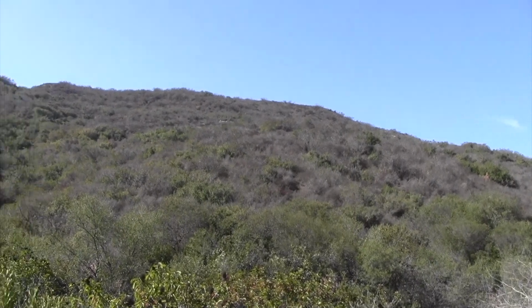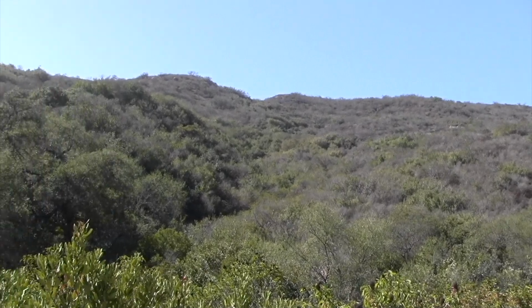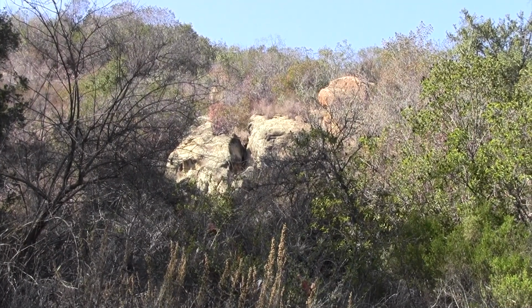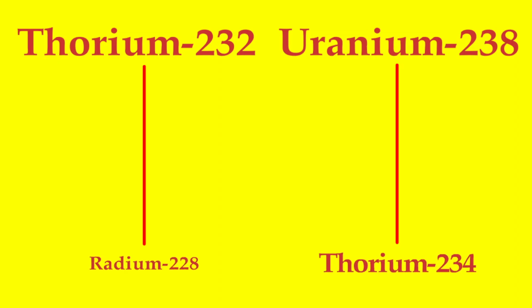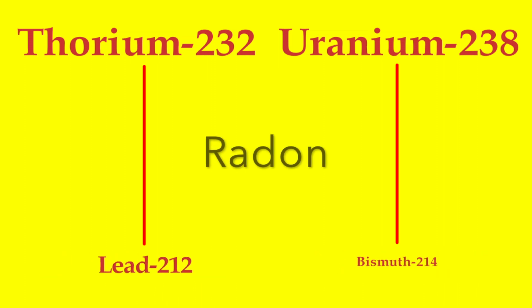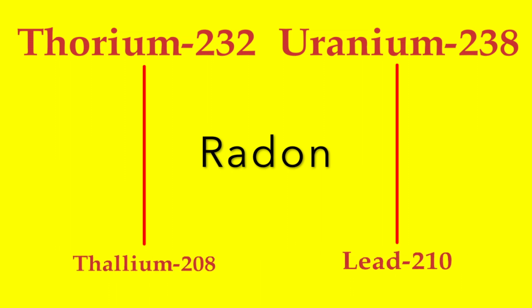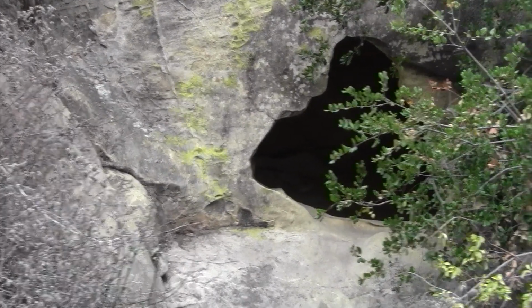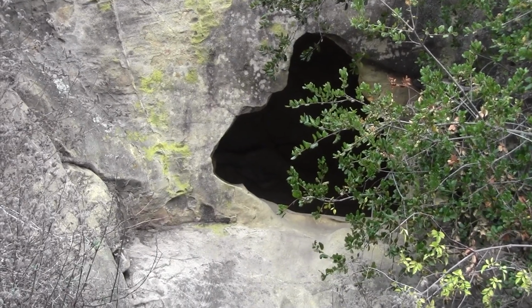Today, we will attempt to detect low-level NORM radiation near a fault line in a Southern California state park. NORM radiation often consists of daughter products from uranium-238 and thorium-232. Radon is the isotope that we usually hear about. We will see what we can find in a prehistoric cave located in the park.